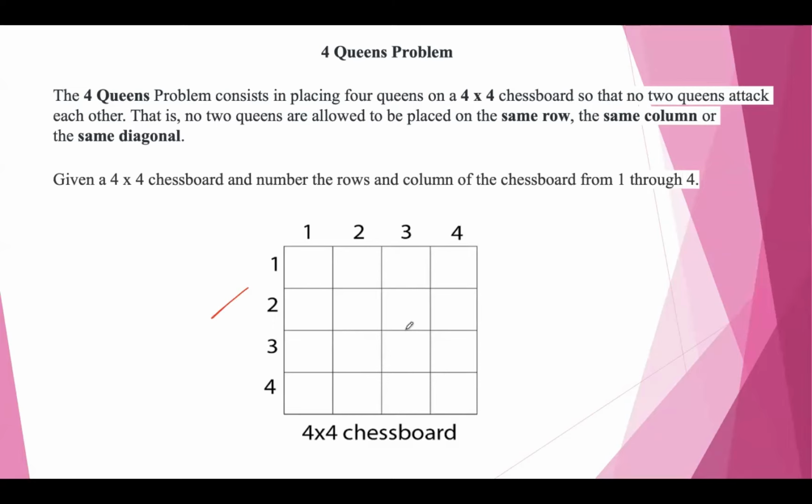No two queens are allowed to be placed either on the same row or on the same column, or diagonally, because they should not attack each other, right? So here we have a 4x4 chessboard, and the rows and columns of the chessboard range from 1 to 4.